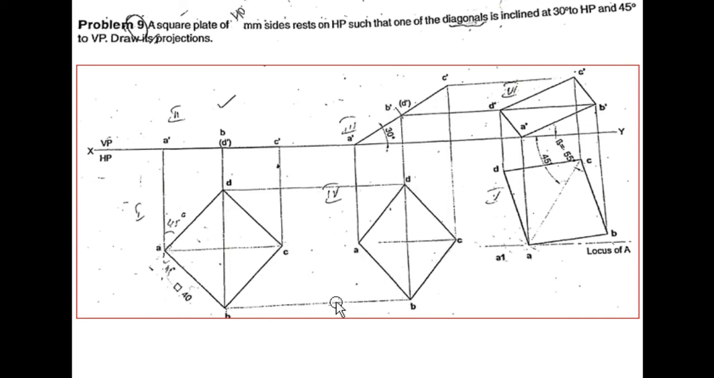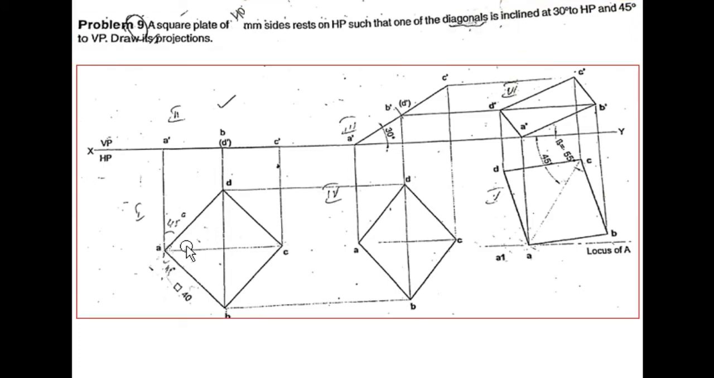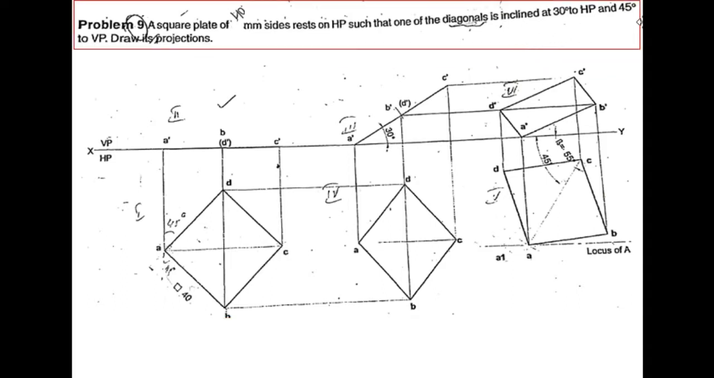So you will get the second top view of the lamina when it has been inclined at an angle of 30° with respect to HP. Now the line inclination. Which is the line? In the previous case we solved with respect to the side. The side was the resting position, but here it is the diagonal that is inclined. Which is the diagonal? We have considered AC as the diagonal. So the AC line is inclined at an angle of 45° to VP.